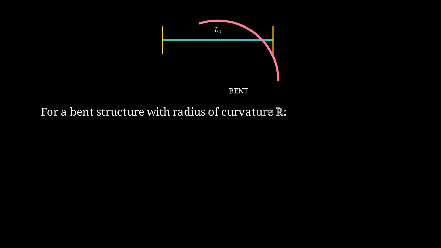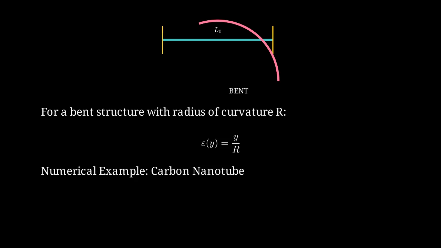For a structure bent into a curve with radius r, we can calculate the strain distribution. The strain at distance y from the neutral axis equals y divided by r, the radius of curvature. Let's consider a practical example with a carbon nanotube. For a carbon nanotube with radius of curvature 5 nanometers and diameter 1 nanometer, the maximum strain is 0.5 nanometers divided by 5 nanometers, giving 10% strain.